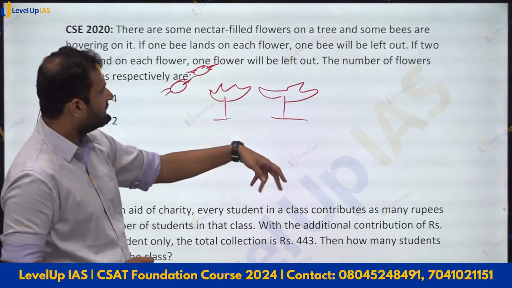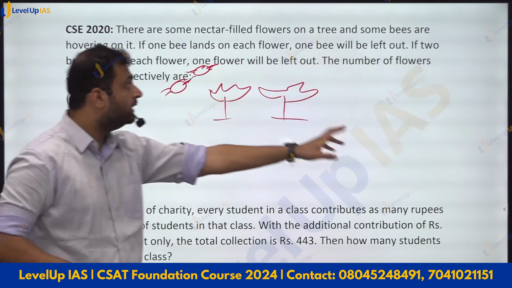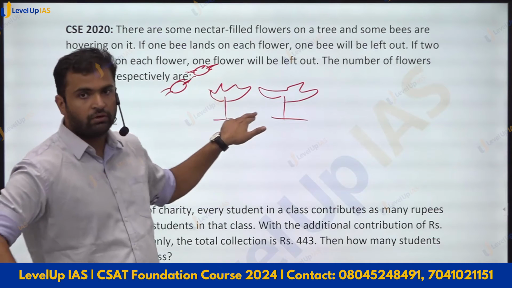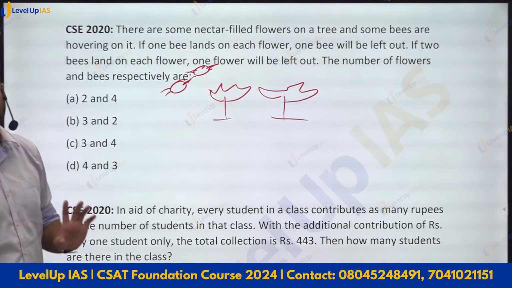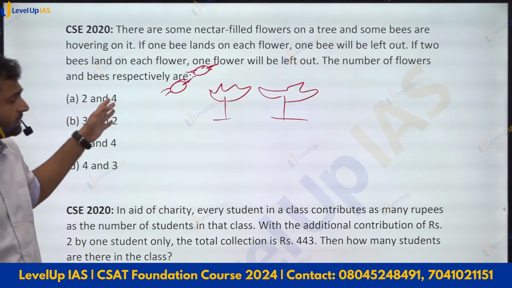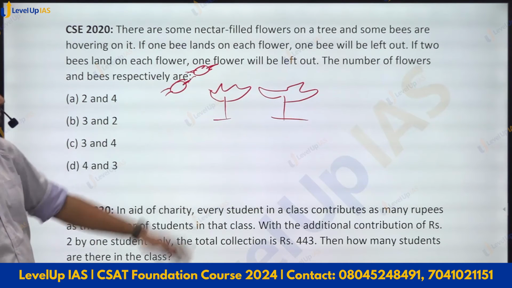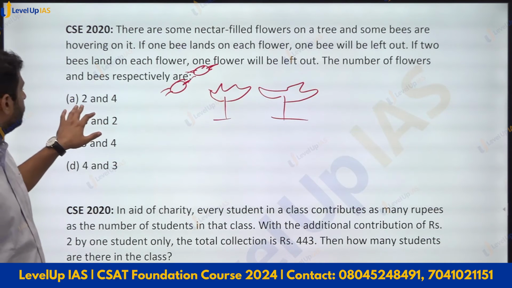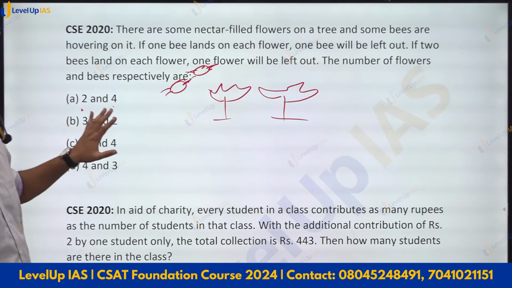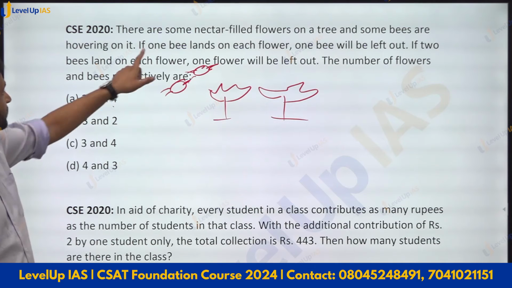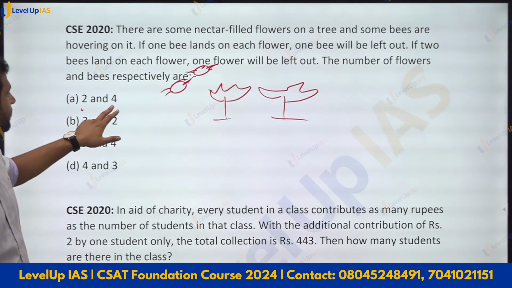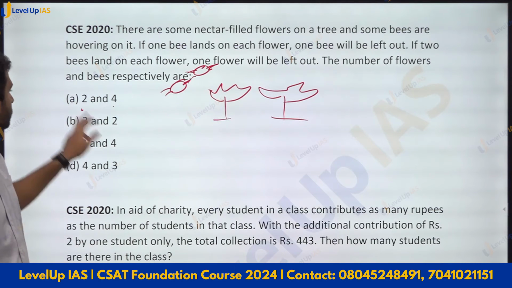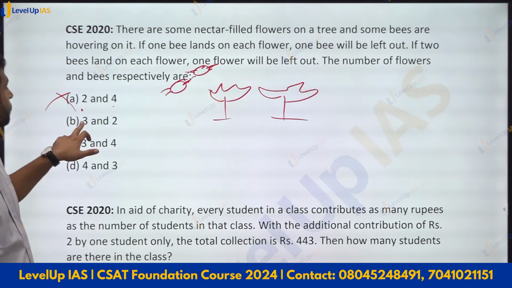The first statement is if one bee lands on one flower each, then one bee will be left out. But if two bees land on one flower, then one flower will be left out. Now there are two ways to do it. First is from the options, just put these things in the conditions and see which one forms correct. For example, if there are two flowers and four bees, then is the first condition getting satisfied? If one bee lands on one flower, two bees are landing on two flowers, two bees are left. So the first condition is clearly not satisfied. So we reject this.